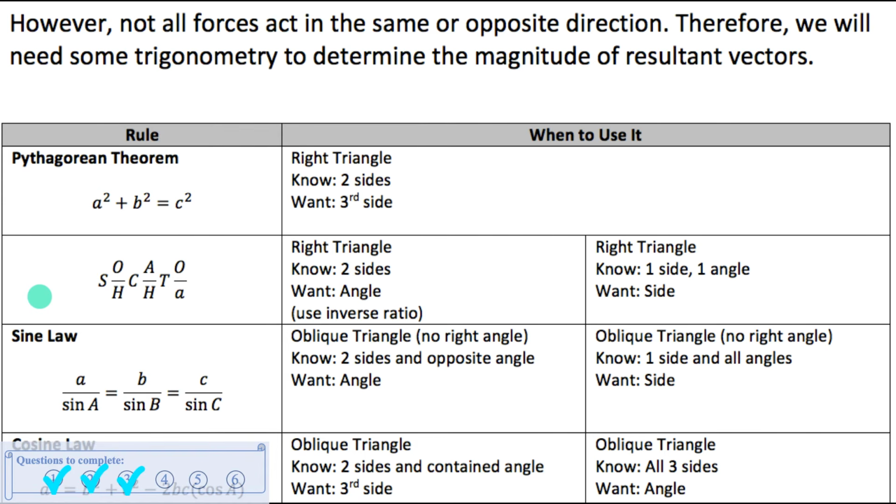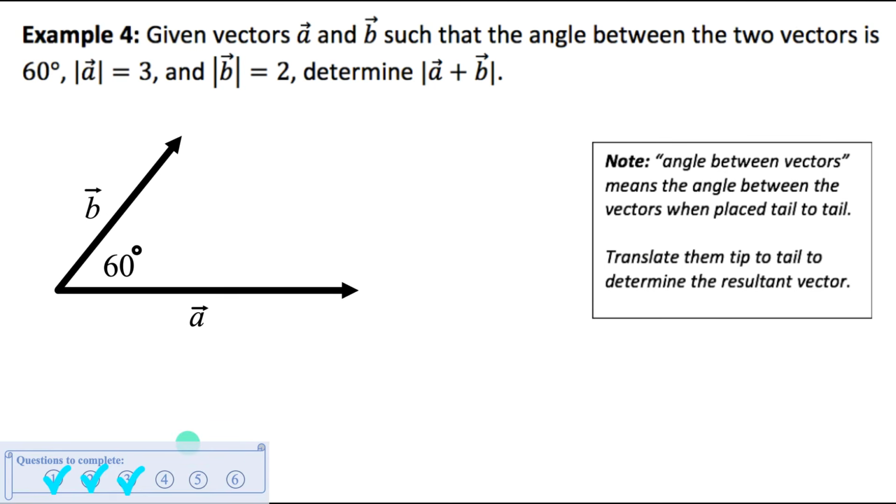Okay, let's do our application question. Example 4. Given vectors A and B such that the angle between the 2 vectors is 60 degrees, the magnitude of vector A is 3 and the magnitude of vector B is 2. Determine the magnitude of vector A plus vector B. So a few things here. First thing, when it says the angle between 2 vectors, that means if the vectors are placed tail to tail.